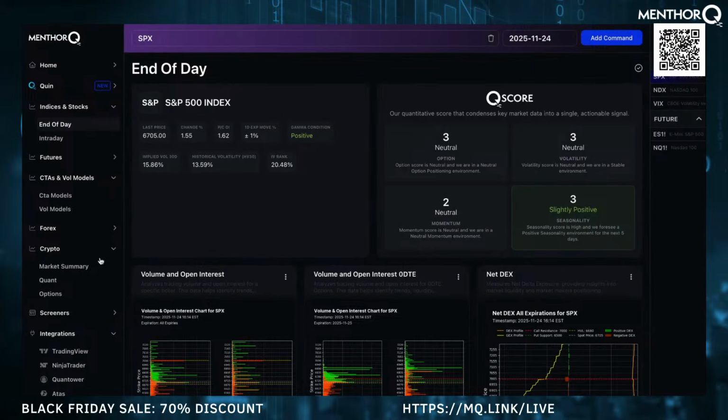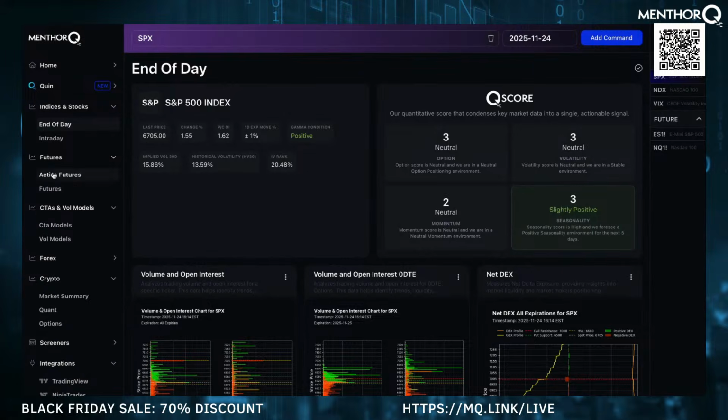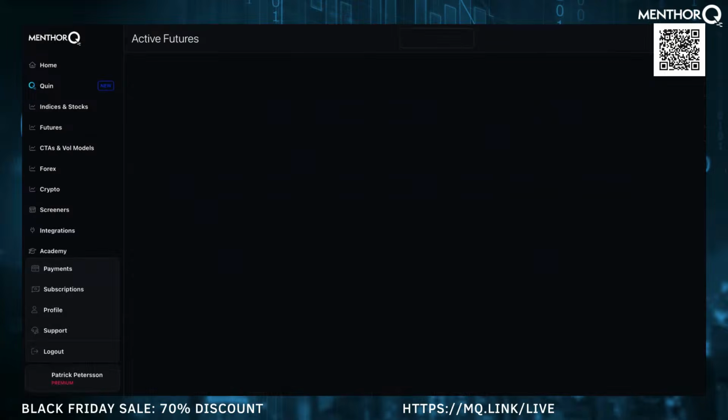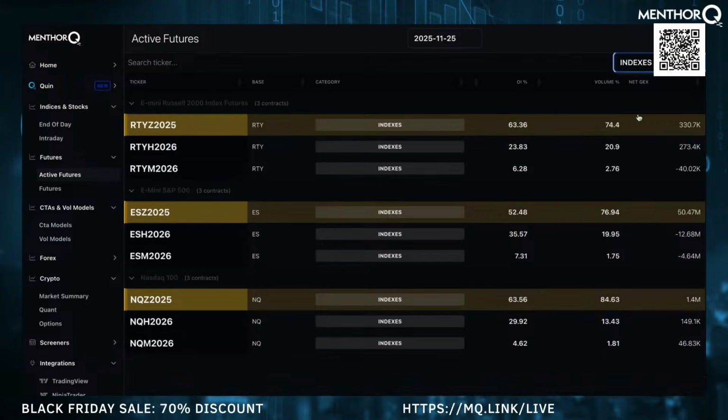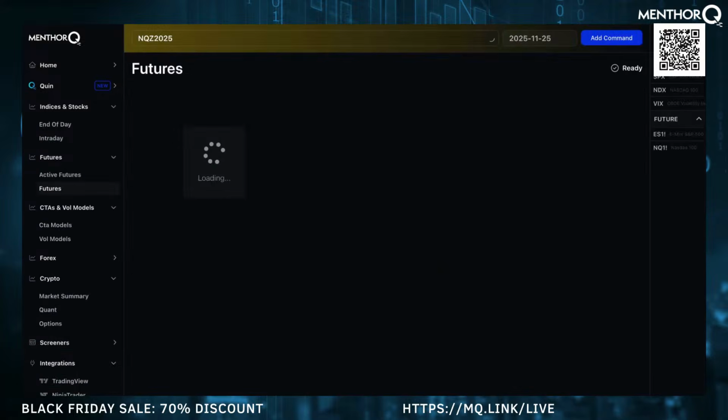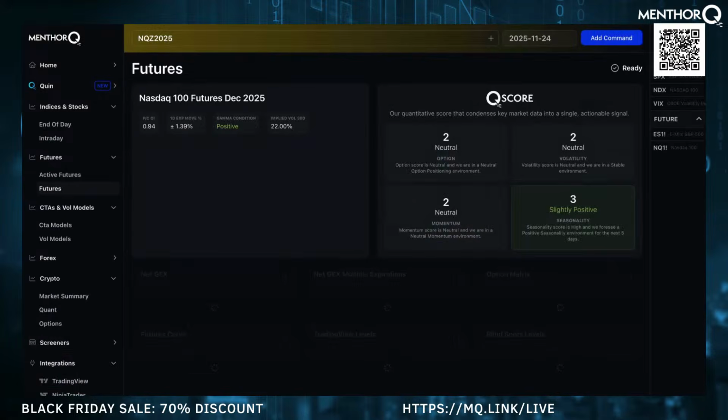When you're going into the futures space, you can click on the active futures and search for the ticker. I'm using NQ as my main ticker, and I'm seeing directly what my major contract is, NQZ 2025, and I can click on it. Then the new futures space will open, and I have everything there that is really important for me.